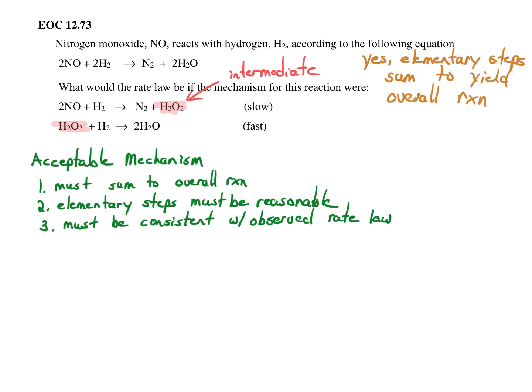Now when we consider the mechanism, we want to determine which of these is the rate determining step, and that would be the slowest step. Okay, so this step here is the slowest, and it's the rate determining step. The expectation is that as soon as this step is accomplished, these products immediately go on to form our overall products.